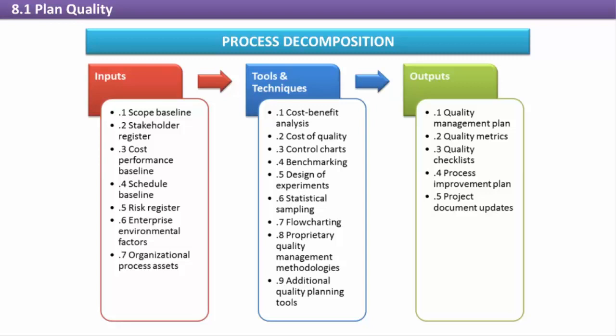The plan quality process results in quality metrics, quality checklists, the project quality baseline, the process improvement plan, and the project quality management plan.